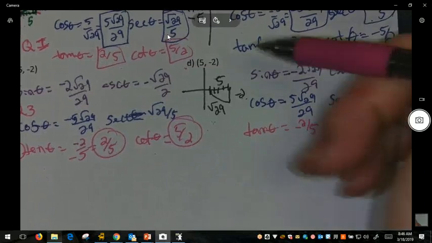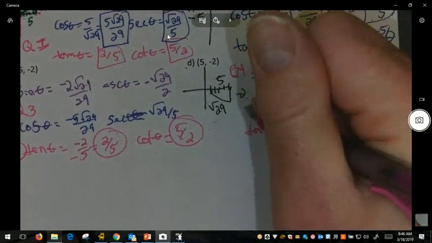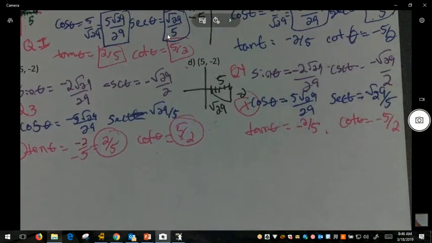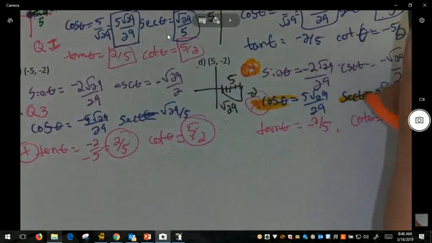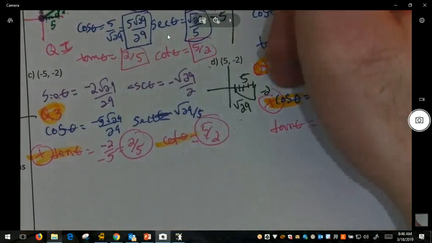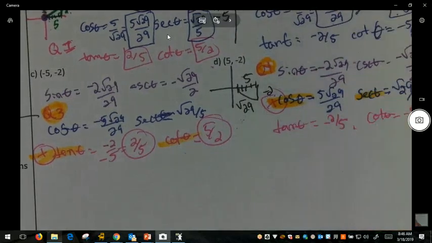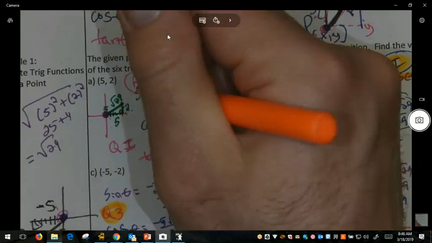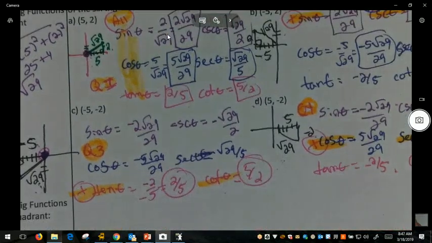So in quadrant 4, which is what we're in now, sine and tangent were negative. Cosine was the only one that was positive. So in quadrant 4, cosine and secant were positive. In quadrant 3, tangent and cotangent were positive. In quadrant 2, sine and cosecant were positive. And in quadrant 1, all of them were positive.